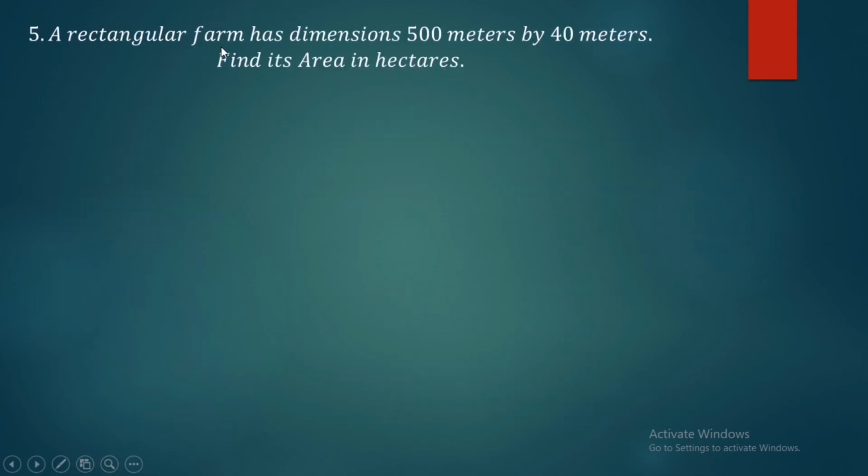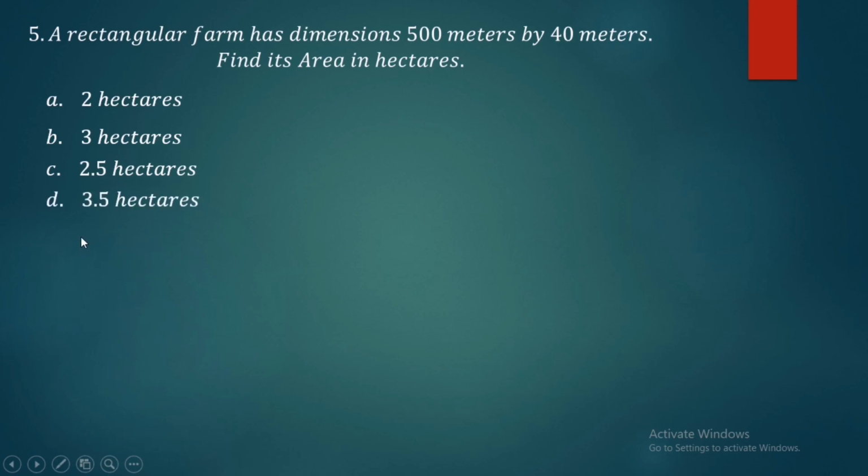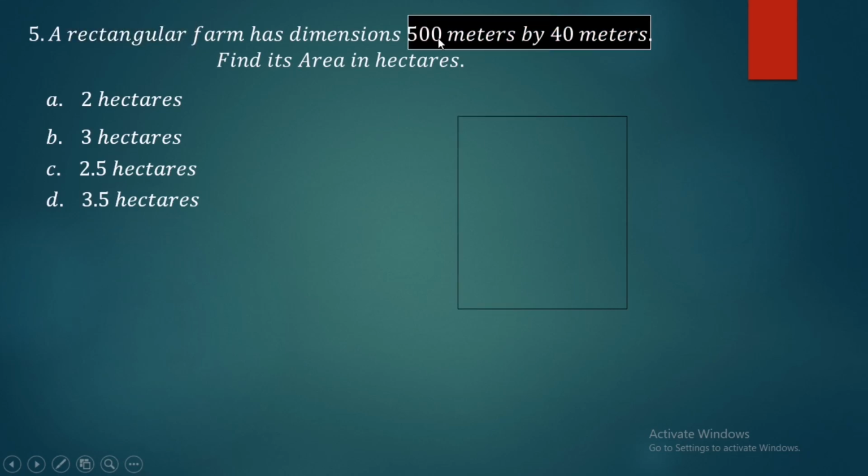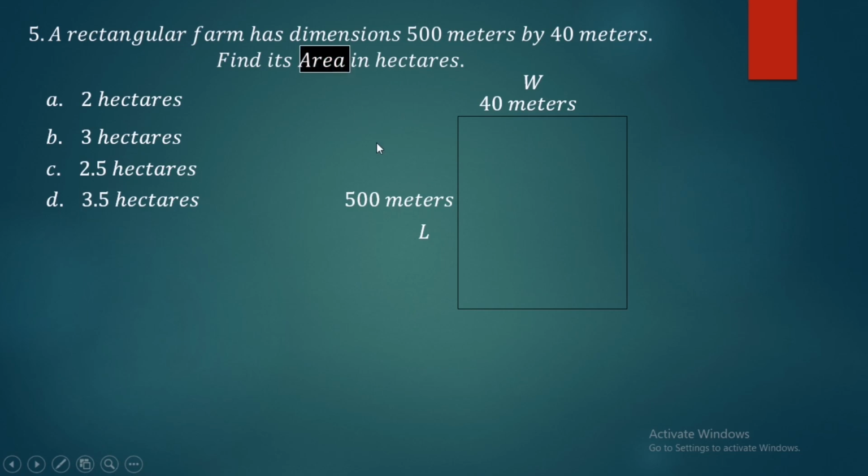Number 5, a rectangular farm has dimensions 500 meters by 40 meters. Find its area in hectares. A, 2 hectares. B, 3 hectares. C, 2.5 hectares. D, 3.5 hectares. So ang gagamitin natin na plain figure here is the rectangular shape. So with the dimension of 500 meters by 40 meters, okay, yan ang ating length, and the width is 40 meters. To find the area of this figure, so we have the length times width.